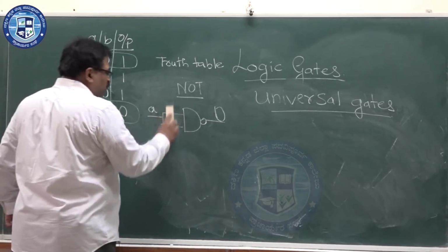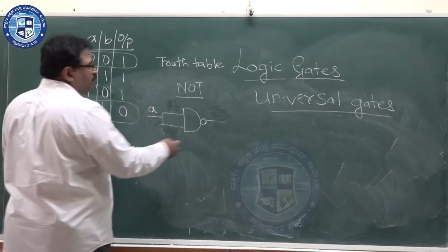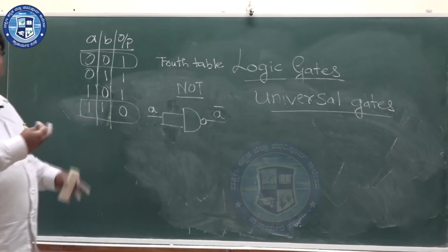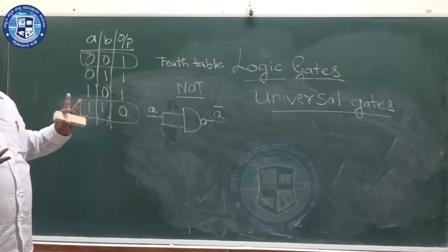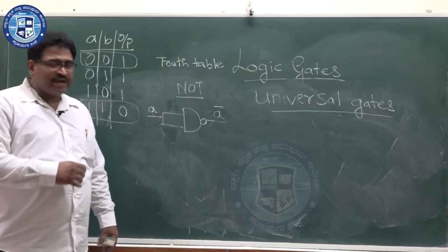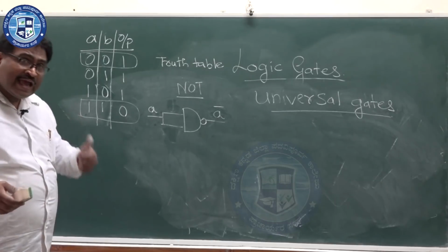Is it fine? So if I give this as A, what will be my output? My output will be A bar. So do I need a NOT gate now? No, because I have a NAND gate. By connecting this, I can make it to work like a NOT gate. Now we will see how I can make it to work like an AND gate.